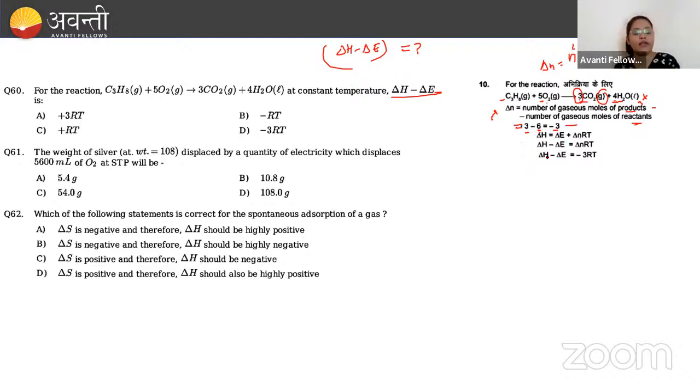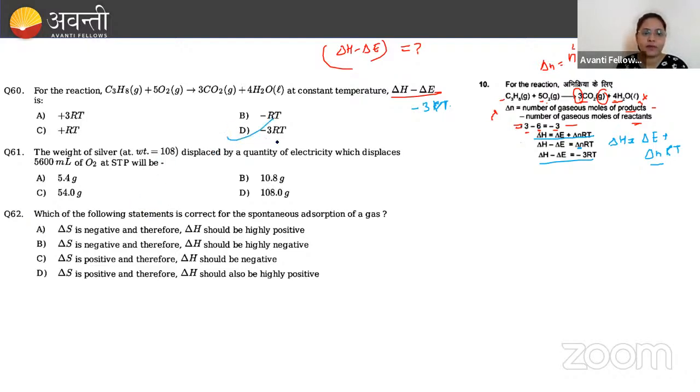So this is our value of delta n, and we know the formula: delta H is equal to delta E plus delta nRT. That is the formula. So what is the value for delta n? We have calculated minus 3. So just put that value, and you will get minus 3 RT. So what is the answer for question 60? The answer will be option D.